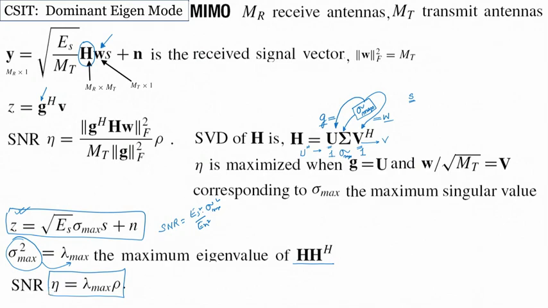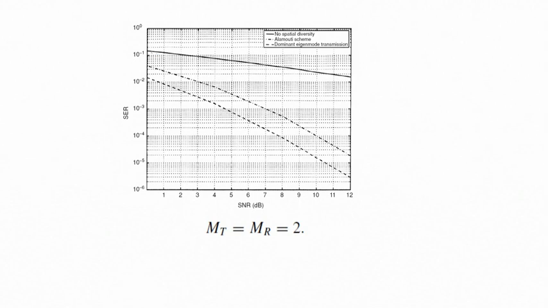So, let us look at the performance of such a scheme. This flat curve is the one for SISO link. Then we have the result for the 2 cross 2 Alamouti scheme, and then finally we have the result for dominant eigenmode for a 2 cross 2 system. So, which clearly proves that this particular mode of transmission provides the best reliability in terms of error probability compared to other mechanisms which use a 2 cross 2 transmit-receive system.